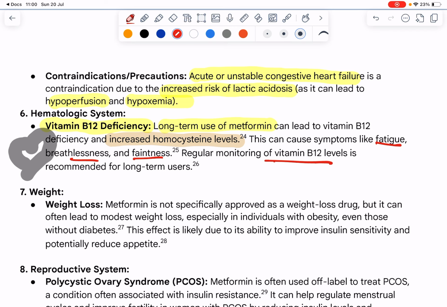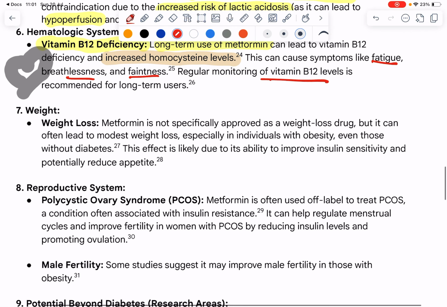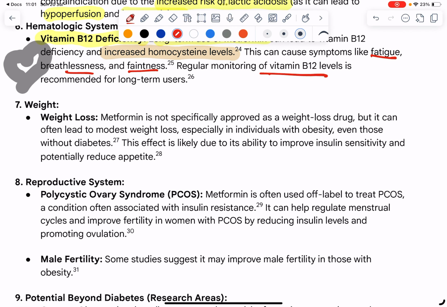Coming to weight, weight loss is one thing which can occur with metformin. As you increase the insulin sensitivity, the glucose moves out of the blood into the muscle and glucose will be utilized. Although it causes weight loss, especially in obese individuals, it is not used as a standalone drug for obesity. Basically it improves insulin sensitivity and reduces the appetite.